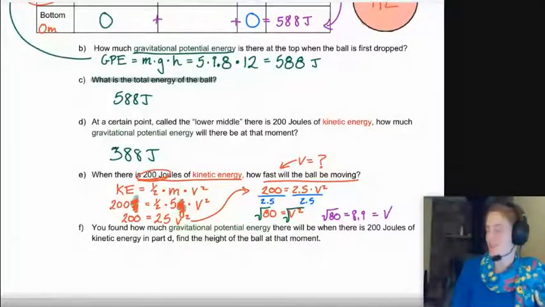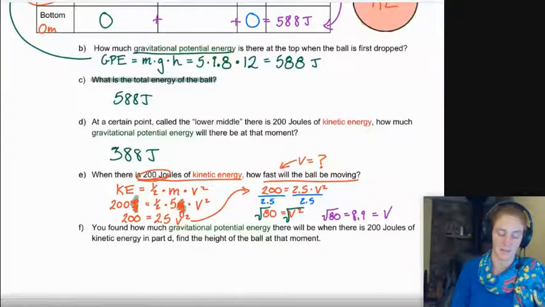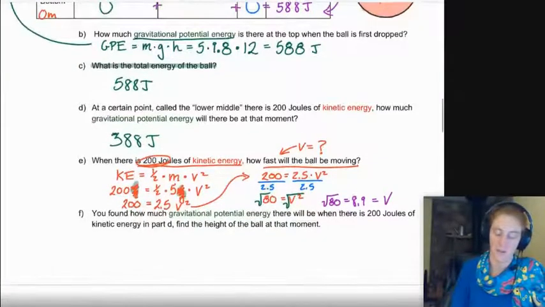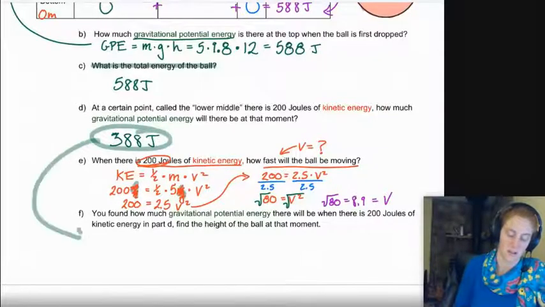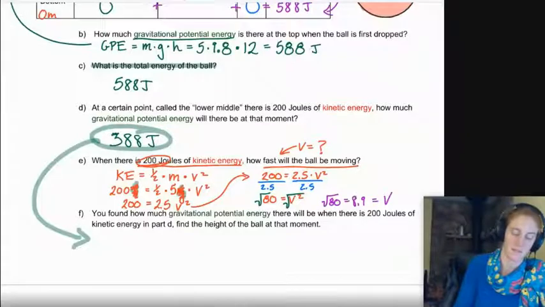Part F is a little bit easier. So if you struggled with E, do not worry. F is a little bit easier. Now it says you found how much gravitational potential energy there will be when there is 200 joules of kinetic energy in part D. Find the height of the ball at that moment. So we're going to use the gravitational potential energy here to solve for my height.